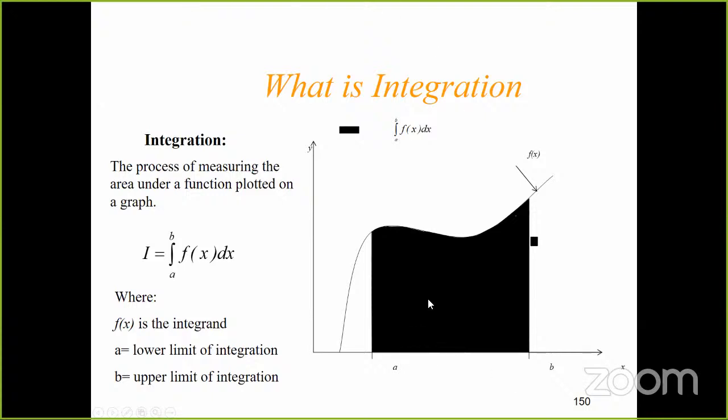For example, x square over 2 integrated between 0 to 1 means 1 square by 2, which becomes half. Half is the integral of x between the limits 0 to 1. Assume that this is the graph. f of x is the integrand. a is the lower limit of integration, b is the upper limit of integration.